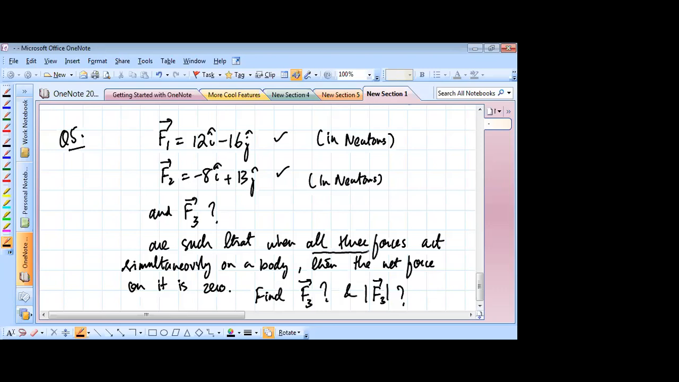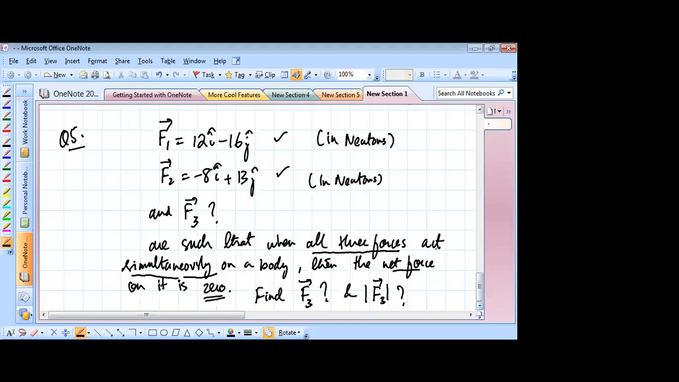Now F3 is some unknown force, but the information given to us is that when all three forces act simultaneously on a body, then the net force on the body is 0. The resultant force on the body is 0. So from that we have to calculate F3. So convert the language of the question into now a vector statement, that when simultaneously the resultant of three forces is 0, that means in vector algebra the language is F1 plus F2 plus F3 should be equal to 0.